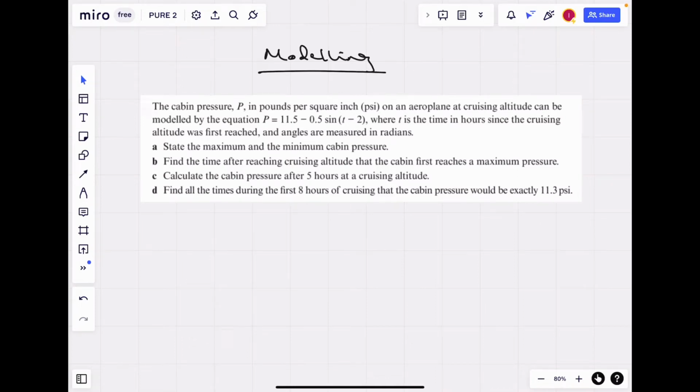Modeling makes a return yet again. Let's go through it, just as we've done with the others. So for this one, I'm going to give you a minute. I want you to read the whole question, please.